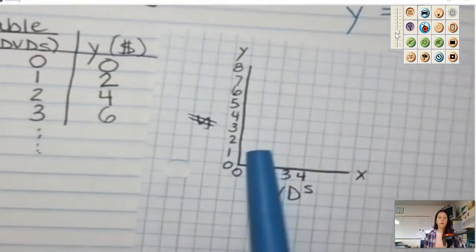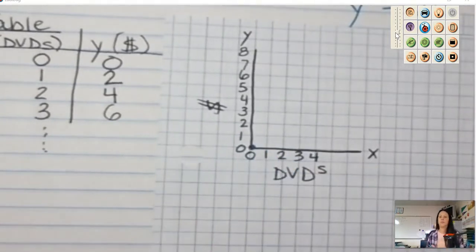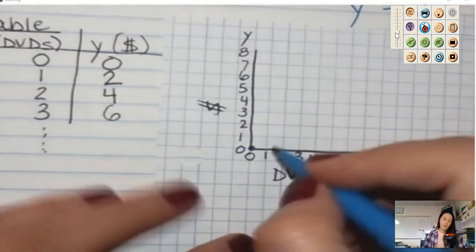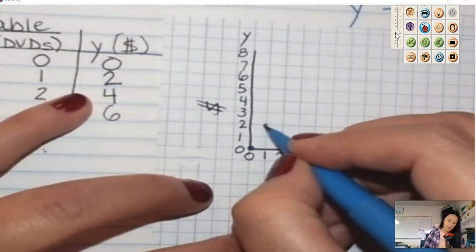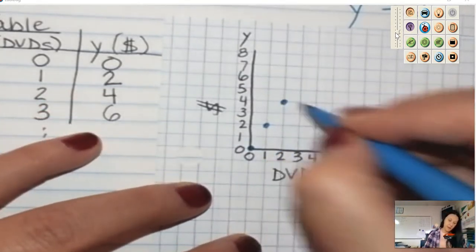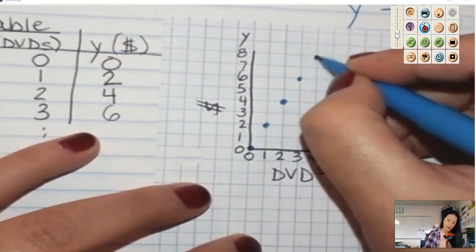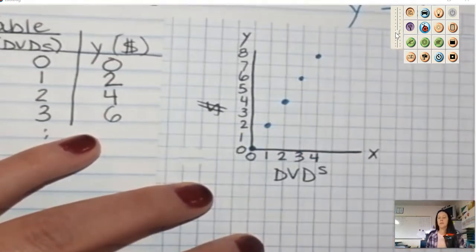If I bought 0 DVDs, it cost $0. So put a dot at 0, 0. If I buy 1 DVD, it's going to cost $2. If I buy 2 DVDs, it's going to be $4. 3 goes to 6. If you have space, 4 goes to 8.